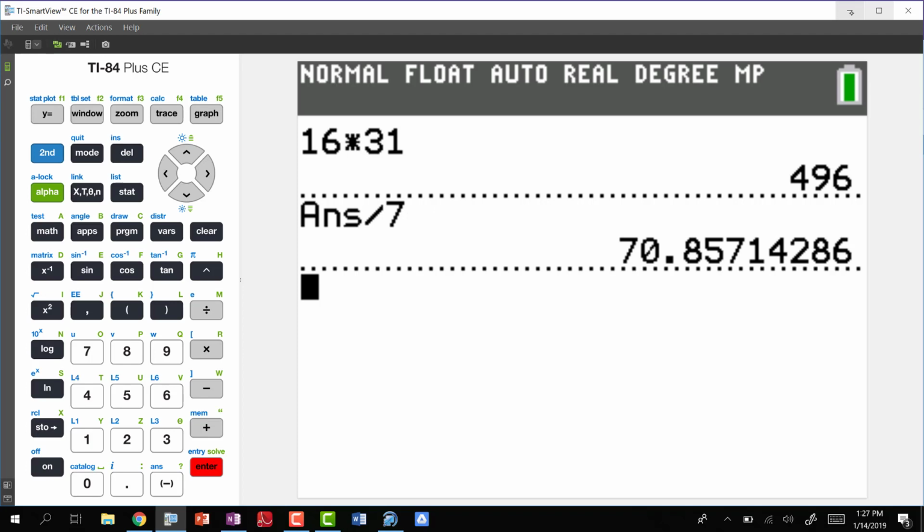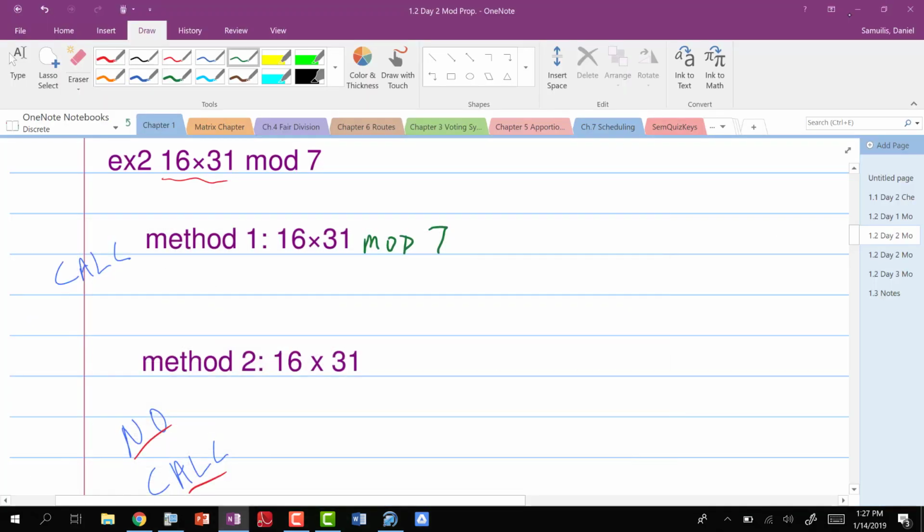70 point something. What was 16 times 31? 496, right? So 496 divided by 7 equals 70 point 8 and so on. What we need to understand is that 0.8 is some number divided by 7 as a mixed number. And that number represents the remainder, which is what mod math is all about. Does anyone know what the number is, knowing that 0.8 is pretty large? It's actually 6. Okay? So we're done.